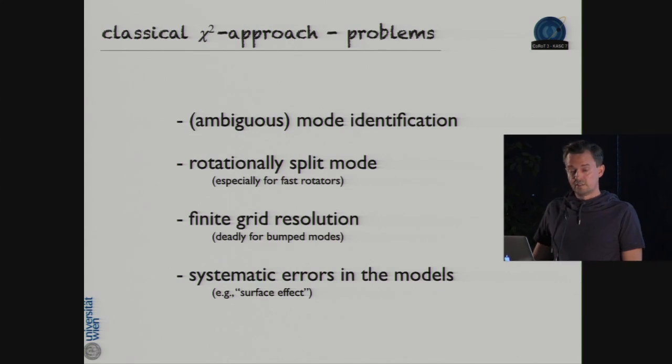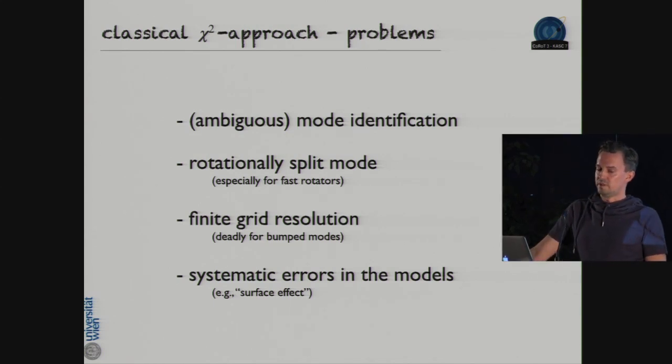However, this classical approach comes with a number of problems. First of all, you need a mode identification. So you need to know which modes to compare. It doesn't make sense to compare theoretical radial modes with L equal 2 modes that you have observed. Quite often, you will find rotationally split modes, and you don't know a priori which M value they have.